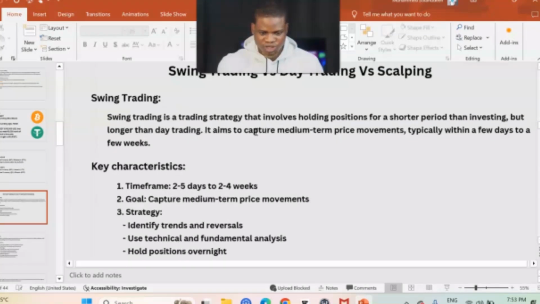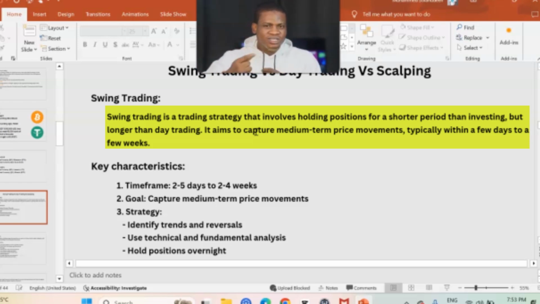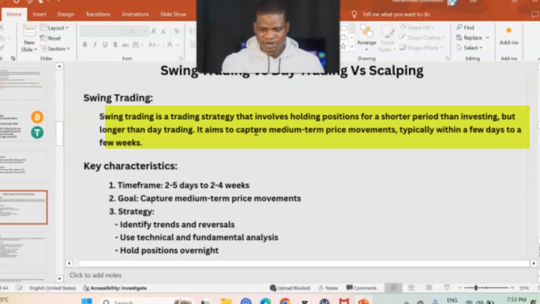So what is swing trading? Swing trading is a trading strategy that involves holding positions for a shorter period of time than investing. You know, we said earlier on that if you are buying an asset and you are investing, you are looking at least 6 months and maybe a year or even more. But for swing trading, you are actually trading. Maybe you buy an asset and you hold it for a few weeks or maybe 1-2 months, but the time frame must be shorter than the time of investment.